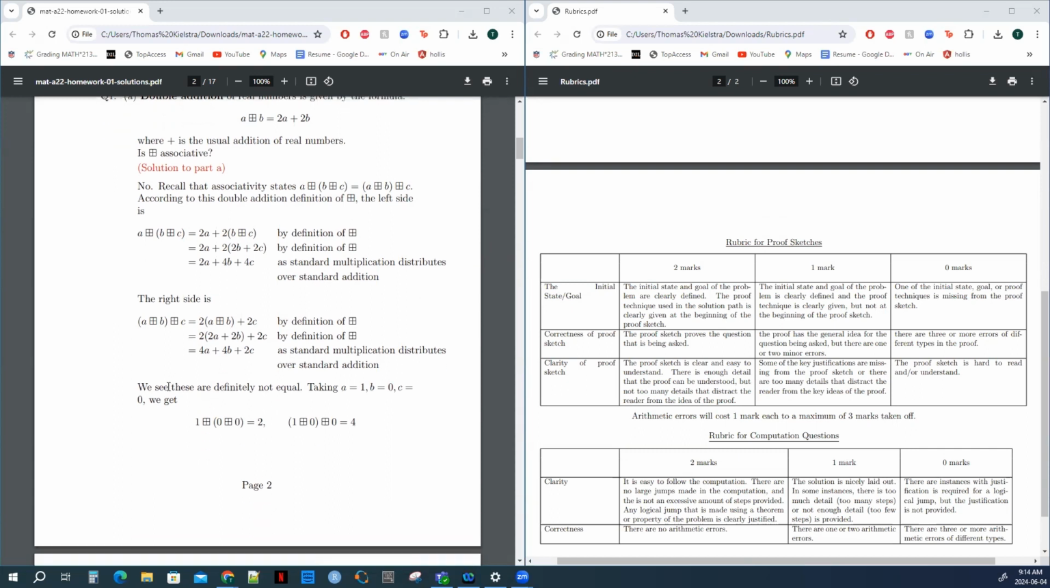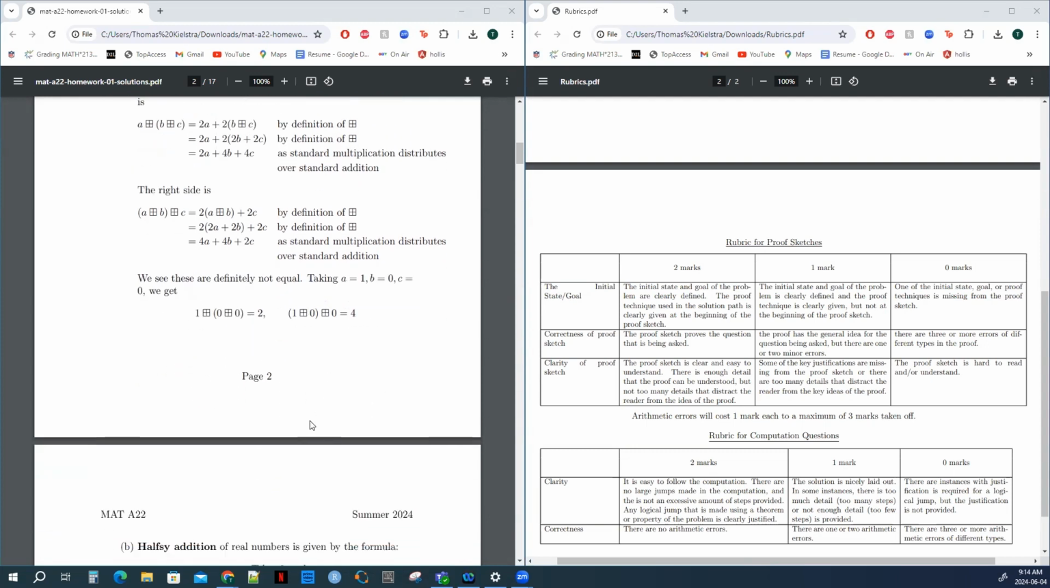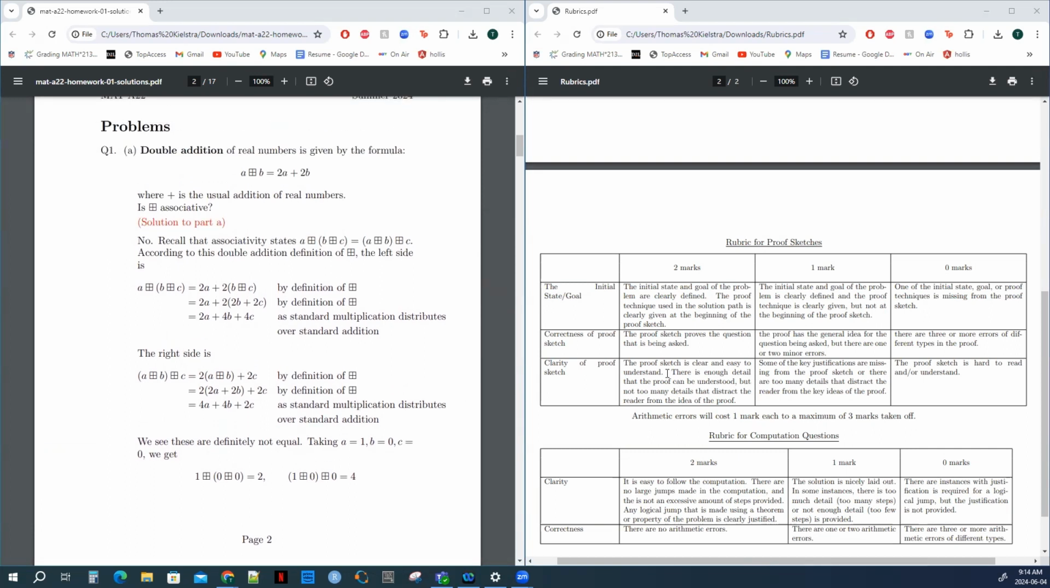And then we see that these are not equal, taking A equals 1, B equals 0, C equals 0, and I get this expression of 2, 4, and 2 and 4 are not equal. Now, here, the proof sketch does prove what's being asked. The proof sketch is clear and easy to understand. There's enough detail that it can be understood, but not too much detail that it distracts the reader. So it would get 2 marks for correctness of proof and 2 marks for clarity of sketch.